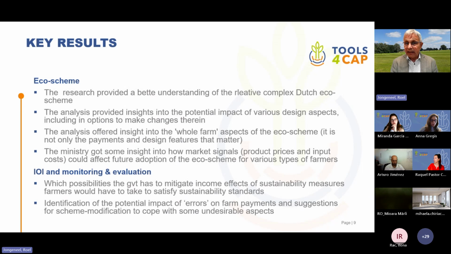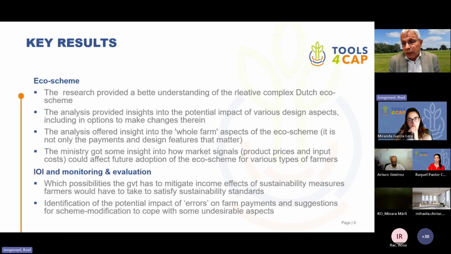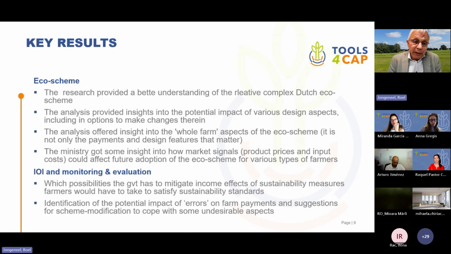And what I can say, these insights contributed also to changes in the Dutch scheme. The government is now considering making changes in the scheme, to which I think the assessments we made provided an input. With respect to the IOI, we provided the government with more information about the existing policy instruments, how they could be used to mitigate farm income effects on sustainability measures, and also which gaps there were and future possibilities they could explore.